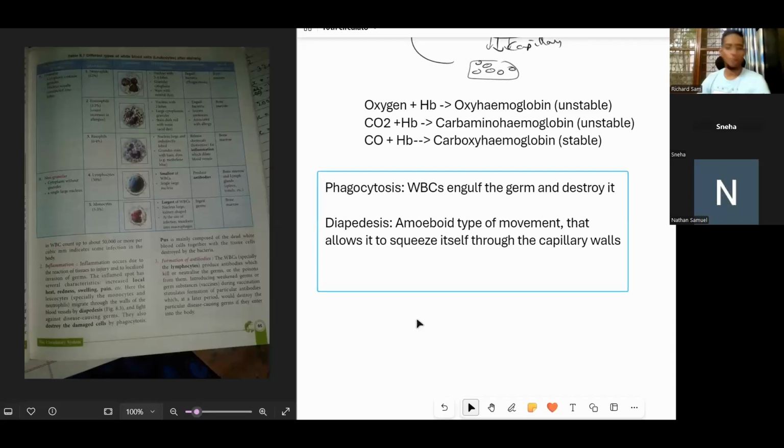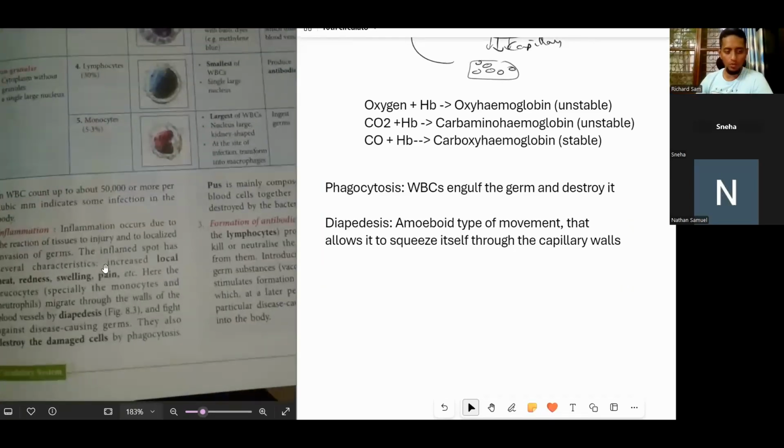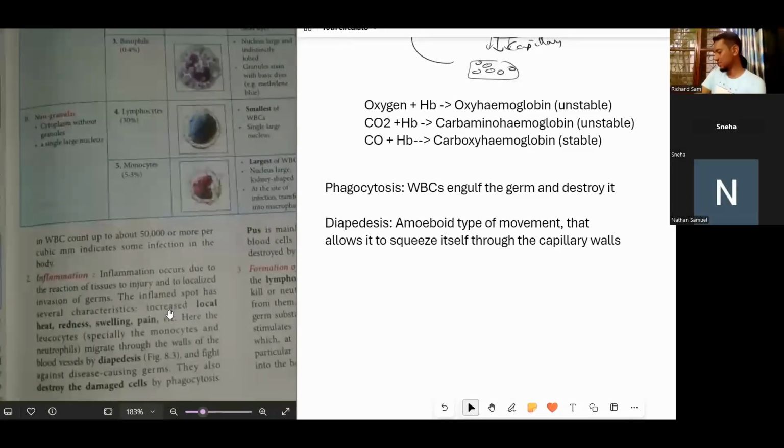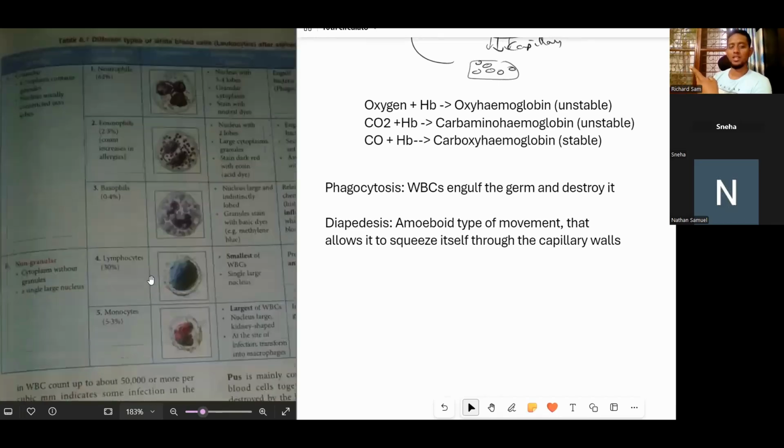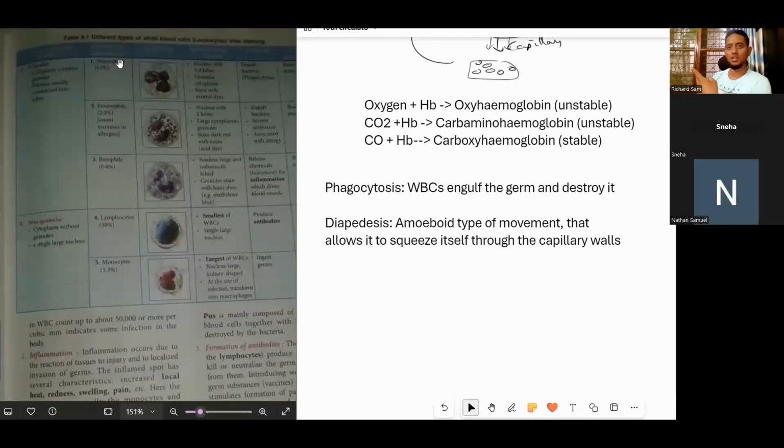Okay, done? Yeah, so whenever there's an inflamed area where there's some bacterial infection, who are the soldiers who run and go there? Which two? The ones that engulf them, that is neutrophils and monocytes. They squeeze their way outside through the walls of the capillaries, go to that area, and then they start engulfing all those bacteria. Okay?